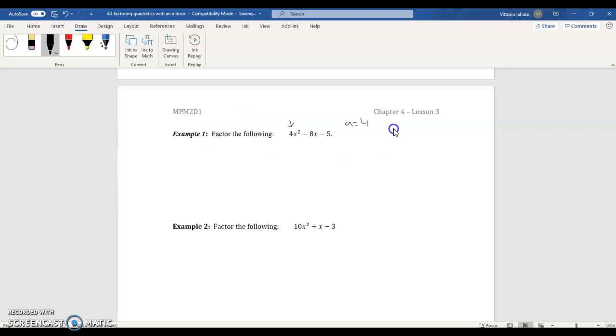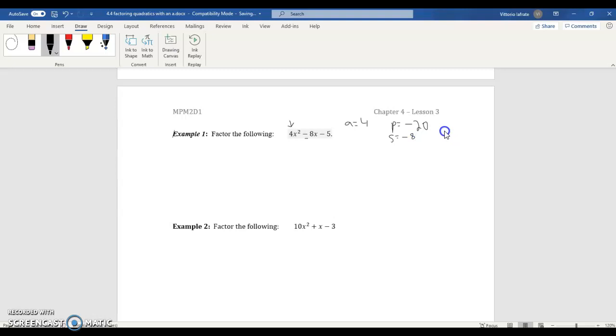So I know for sure I need to find a number that gives me a product that's going to be a times c. So 4 times negative 5, that's negative 20. So two numbers, when you multiply them, they give you negative 20. But when you add them up, they give you negative 8, which is b over here. Negative 8.